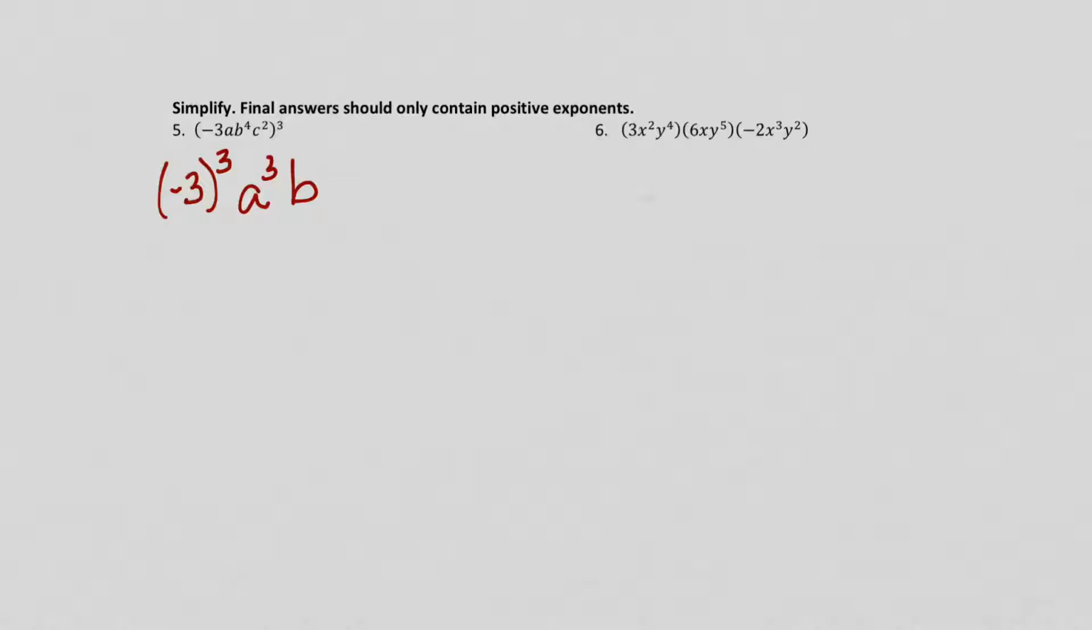What do we do? We multiply them. So 4 times 3 would be b to the 12th. And then c squared to the 3rd, again, multiply your exponents. That would be c to the 6th. And then we just have to evaluate -3 to the 3rd, which would be -27, a to the 3rd, b to the 12th, c to the 6th.